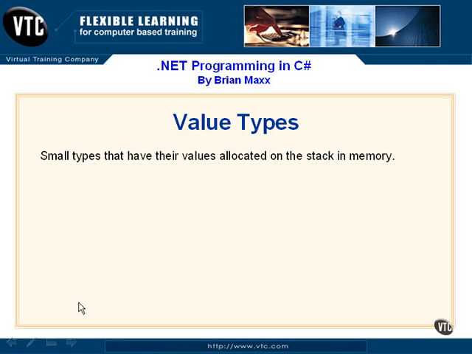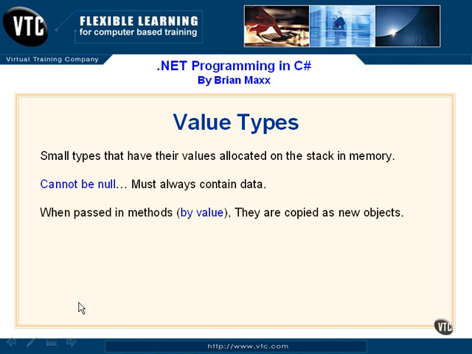These are your typical reference types. Now, what are the features and benefits of working with these value types? Well, like I said, they're small and they are allocated onto the stack. They cannot be null. They must always contain data. Now, when you pass these value types when you're using methods, for example, we'll take a peek at that, they are going to be passed by value. That means that they're copied as new objects when you pass them into methods, and this means that the original is never going to change. You're only actually creating a copy, and then if you manipulate that copy within your method, then that copy is going to be changed and not the original because they're copied.